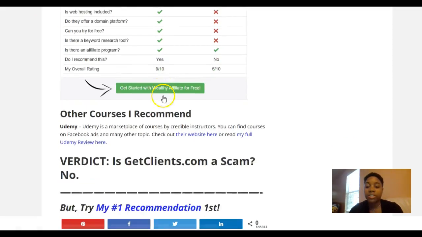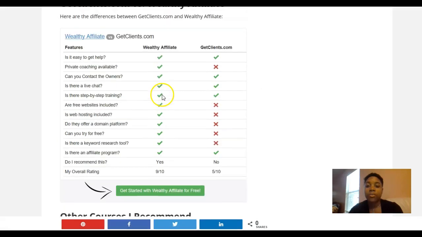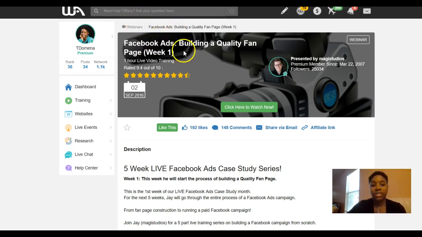So those are some differences between Wealthy Affiliate and GetClients.com. And I just want to show you that some of the skills that they teach over at GetClients.com are readily available inside of Wealthy Affiliate. So here goes, jumping inside the Wealthy Affiliate membership area.